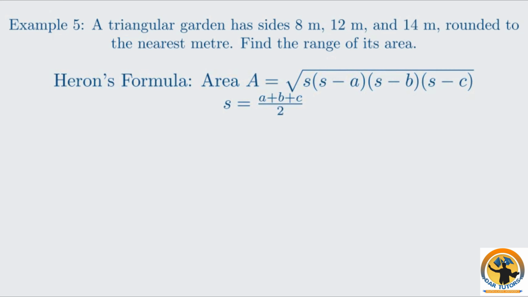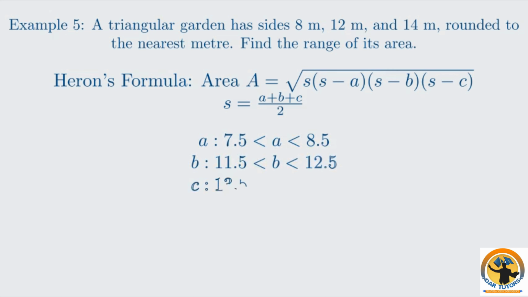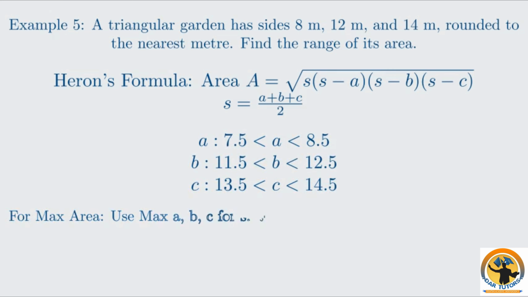First, we establish the boundary values for each side length. Since they're rounded to the nearest meter, the accuracy is plus or minus 0.5 meters. So, side A is between 7.5 and 8.5, side B is between 11.5 and 12.5, and side C is between 13.5 and 15.5 meters. To find the maximum possible area, we need to maximize each term in Heron's formula. This means using the largest possible semi-perimeter and subtracting the smallest possible side lengths. For the minimum area, we do the opposite.